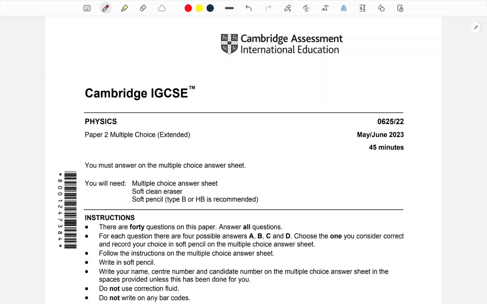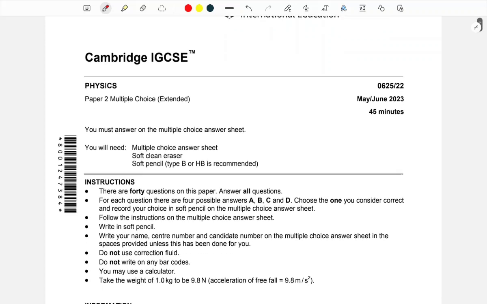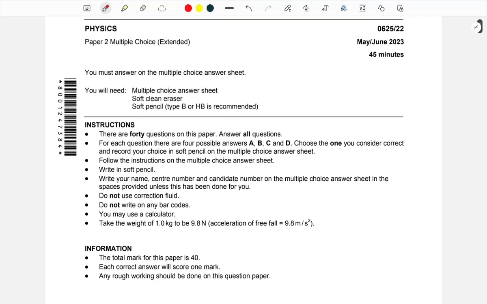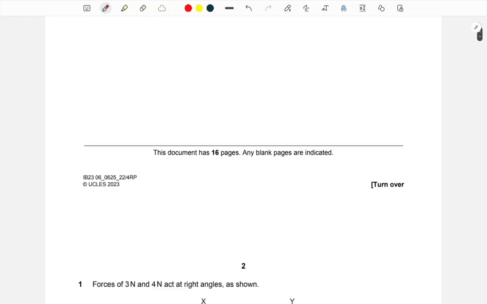So today I will be doing IGCSE Physics Paper 2 for the 2023 series. Now, for those who do not know, Paper 2 is a multiple choice paper and it has 40 marks and 40 questions. So let's start with the first question.